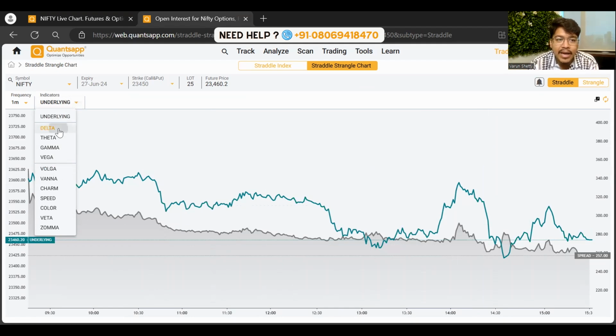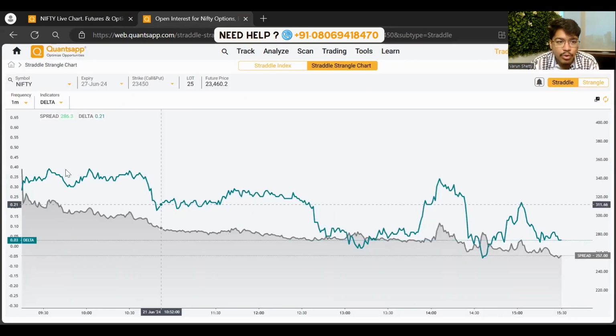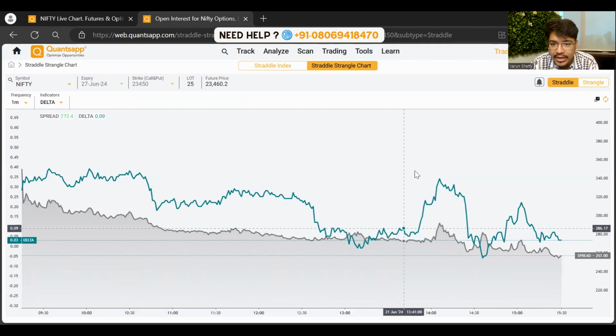Majorly, we keep an eye out on delta because we want the delta to be neutral, as close to zero as possible. Whenever we are writing options, we want the delta to be as close to zero as possible. All right. So this is a good indicator whenever you are writing.